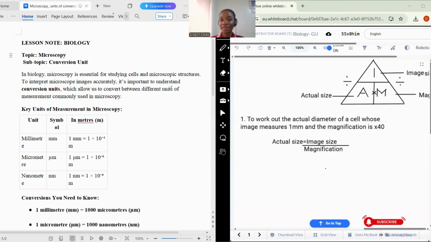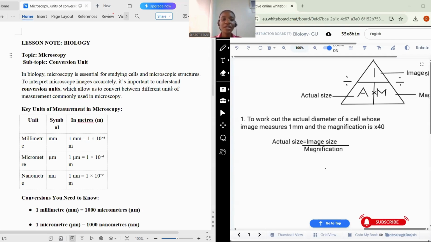In our class today, we are going to be discussing conversion units, which is under microscopy. We already learned about what microscopy means. It is a field of science that is concerned with the use of microscopes to view images and objects. Beautiful. So today we are going to be looking at the conversion units.